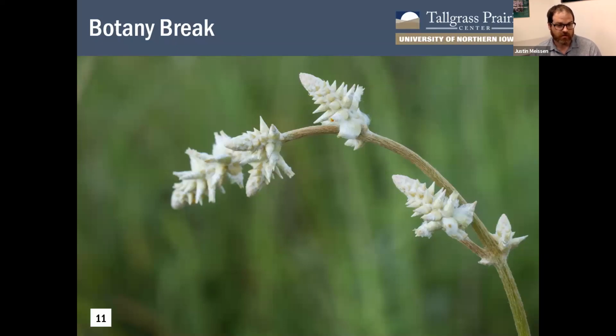Sideoats grama is a great example of a grass. That's a good one to use. And then there's a lot of different forbs, like purple prairie clover, which is also another good one to consider.